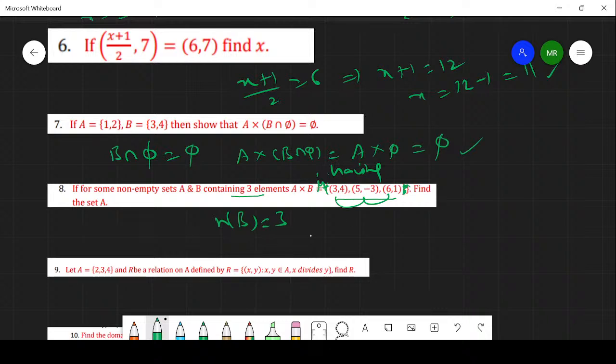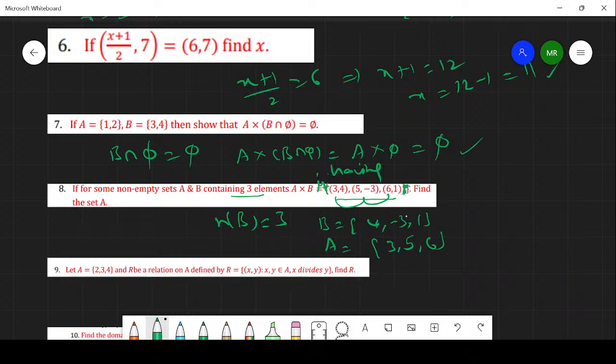Since n of B is equal to 3, I can find B easily. Why? Because 3 different elements are there: 4 minus 3, 1, that is B. But correspondingly, what is A now? A is required. If we take A here, I can write 3, 5, 6. So that is the required one. A is equal to the set of 3, 5, 6.